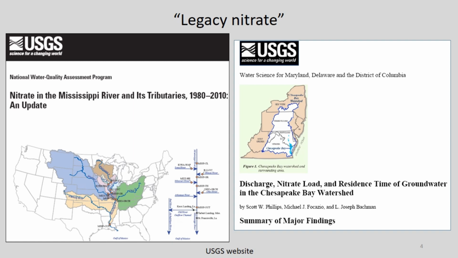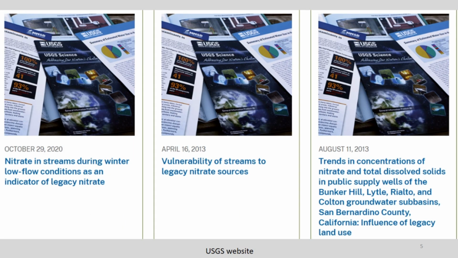So legacy nitrate is nitrate that exists in the groundwater, that has been there for a time, and it's not the result of current land practices. And you can see all sorts of indications of legacy nitrate in different watersheds, and you can read a lot of papers. USGS has put out a lot on legacy nitrate. If you go on the internet and look for the U.S. Geological Survey and legacy nitrate, you'll get some background on that issue and how widespread it is.